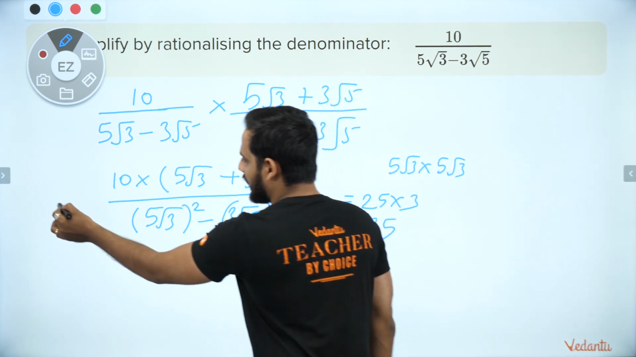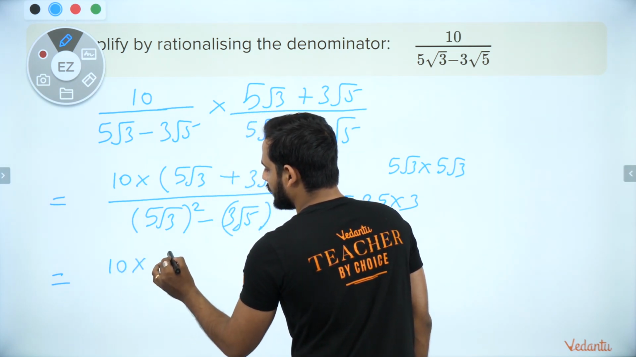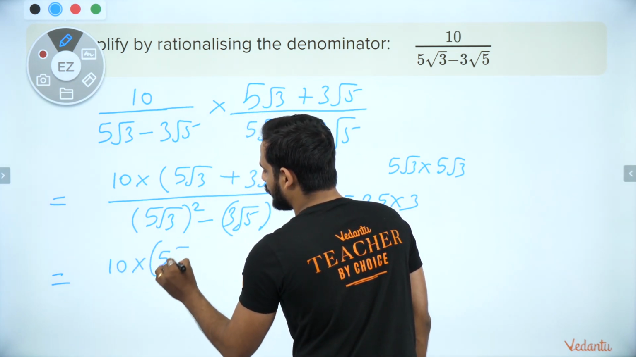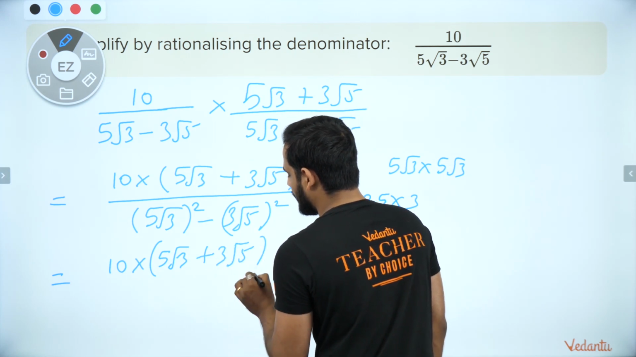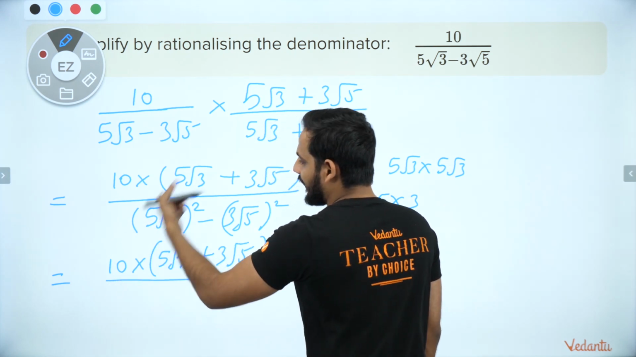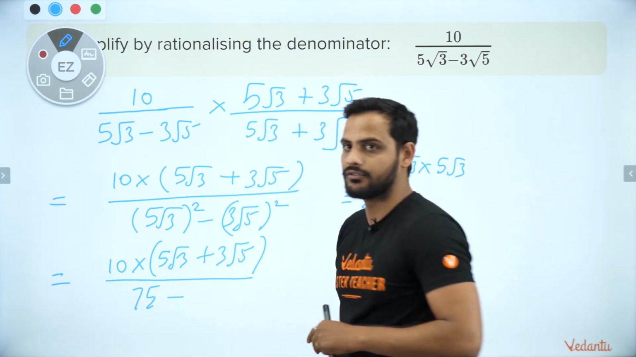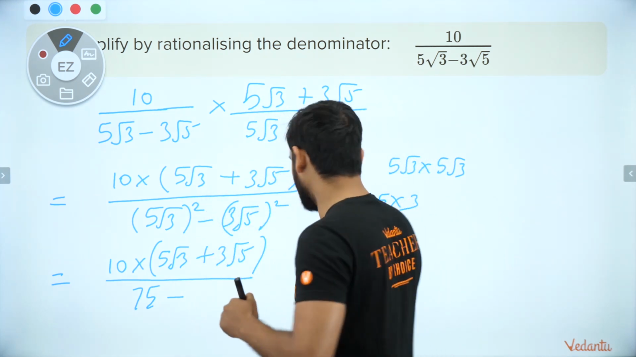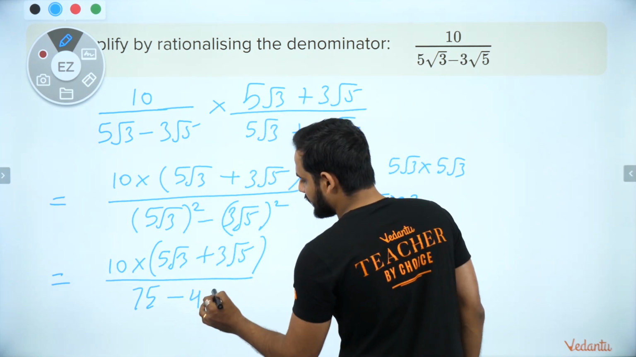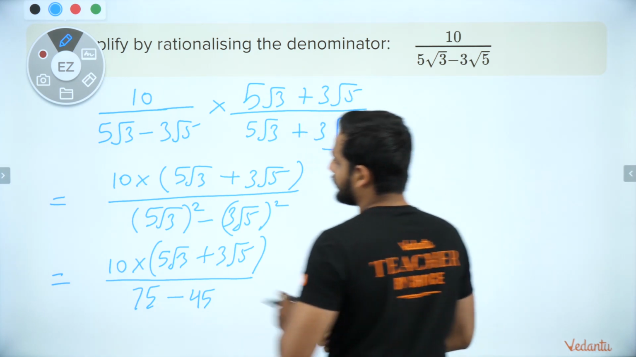So this will become 10 into (5 root 3 plus 3 root 5) divided by (5 root 3) whole square, which is 75, minus 3 root 5 whole square. Root 5 into root 5 is 5, and 3 into 3 is 9. So 9 into 5 is 45. On the same method, we will be getting this as 45. Correct? So now let us solve this further.